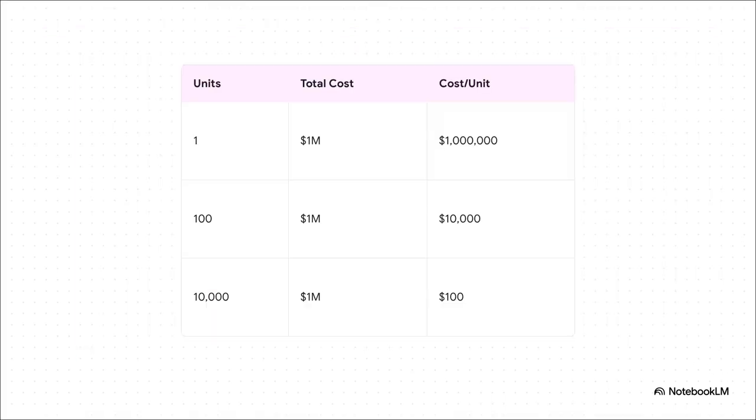Let's put some numbers to it. Imagine you have a $1 million assembly line. If you only produce a single unit, wow, that one unit has to absorb the entire $1 million cost. But look at how rapidly that per unit burden plummets. Ramp up production to 100 units and it's $10,000 per unit. Push it to 10,000 units, and suddenly that exact same $1 million assembly line only costs you $100 per unit. The total never changed, but the per unit cost dropped like a rock.